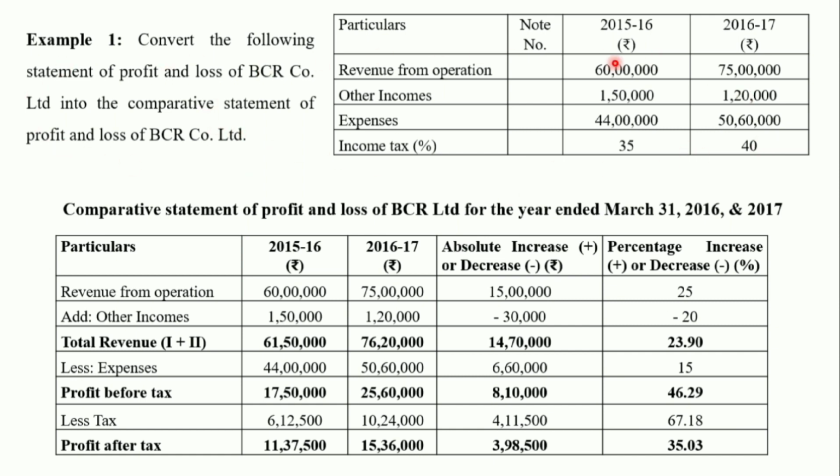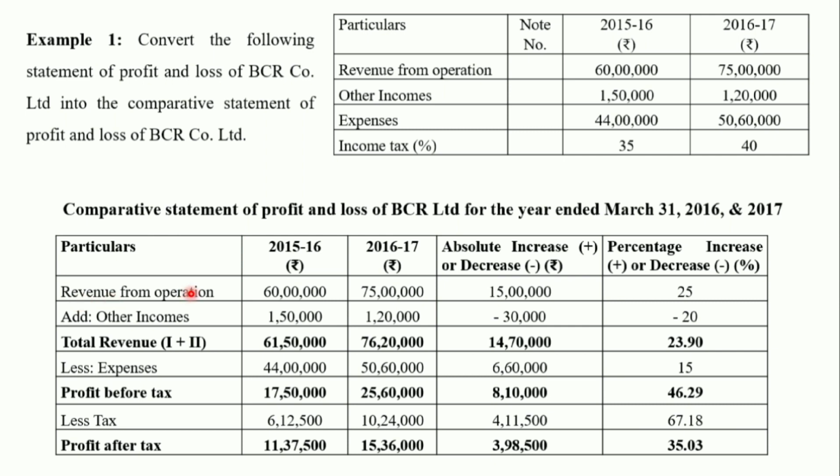From this information, we have to prepare the comparative statement of profit and loss of BCR Limited for the year ending March 31st, 2016 and 2017. As shown in the previous slide, the pro forma has particulars, then previous year, current year, then the absolute difference between the two years and the percentage increase or decrease. First of all, we write down the revenue from operations.